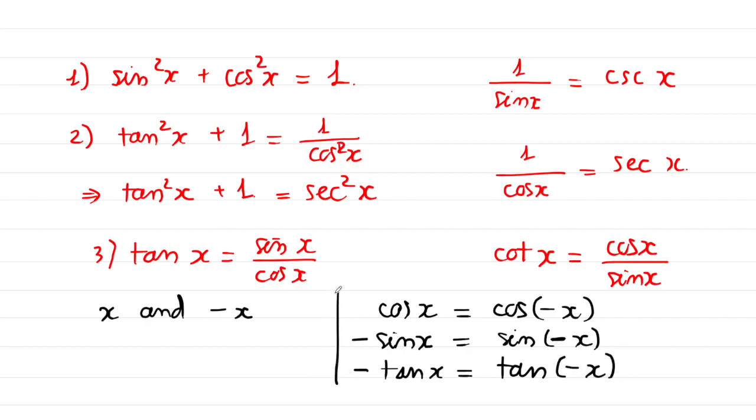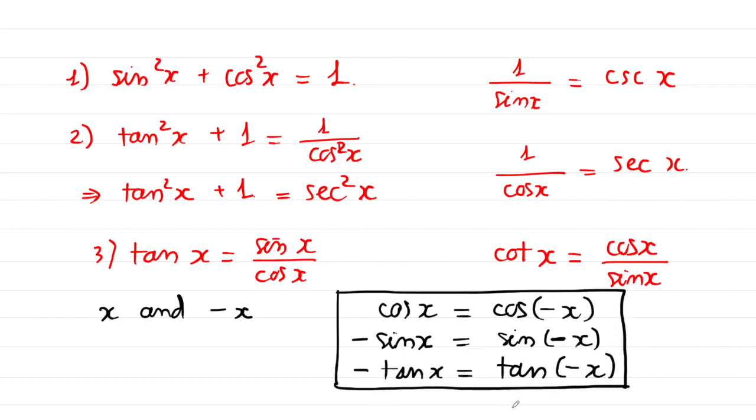So this is a table I want you to remember before we practice. For opposite angles x and minus x, only cos x equals cos minus x, but for sine and for tan, they are opposite. Yeah, okay. The red pencil and black pencil, you should remember.